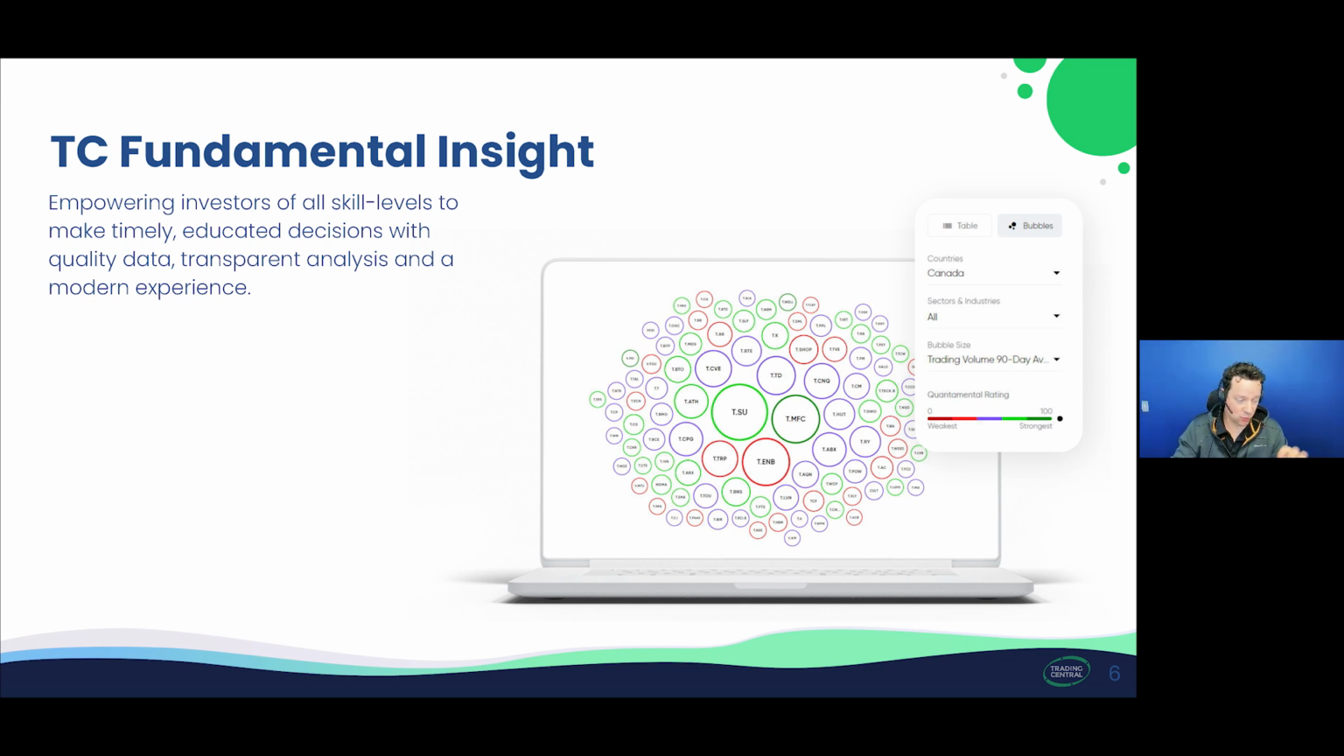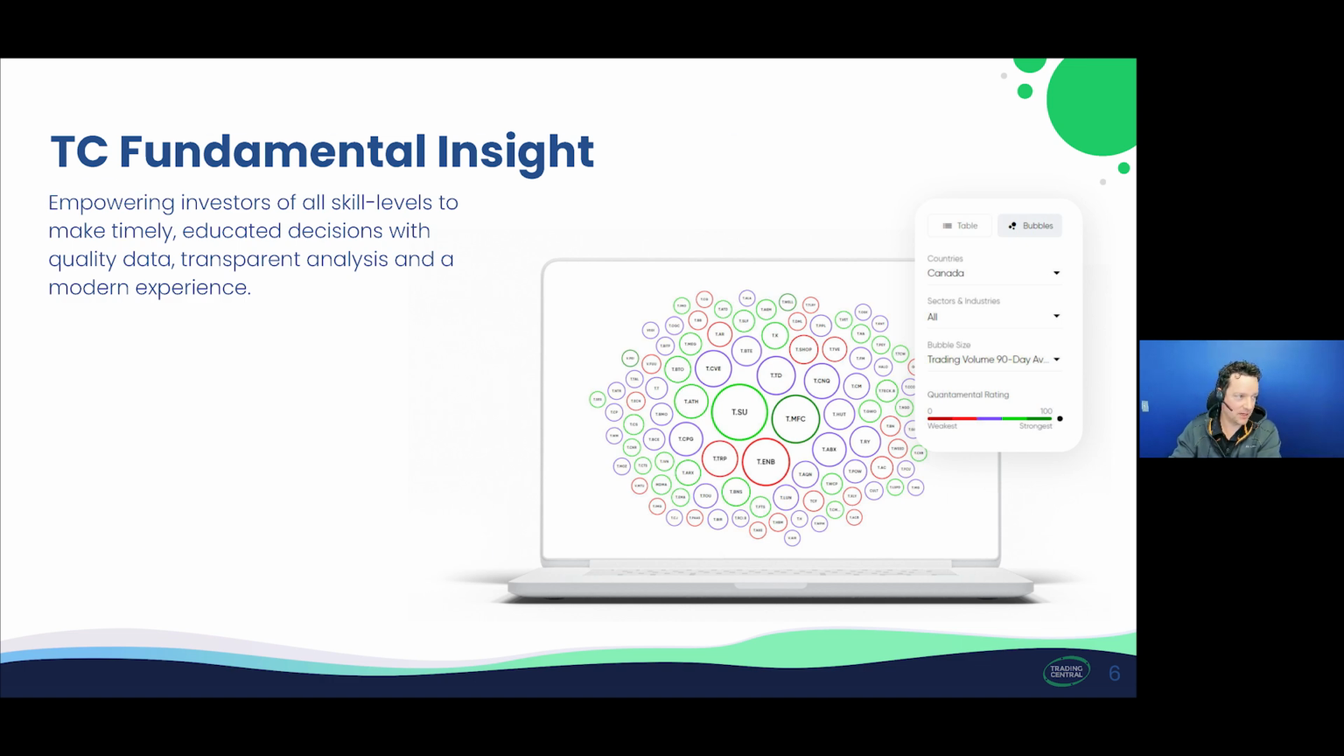So this is, again, we'll go through a live demo, but what you're seeing on the screen is these bubbles based on, it could be based on market cap or volume or price change. And in this case, it's 90-day average volume. We can see big names in here, and we will tell you how to filter that and what it all means in a quick moment.